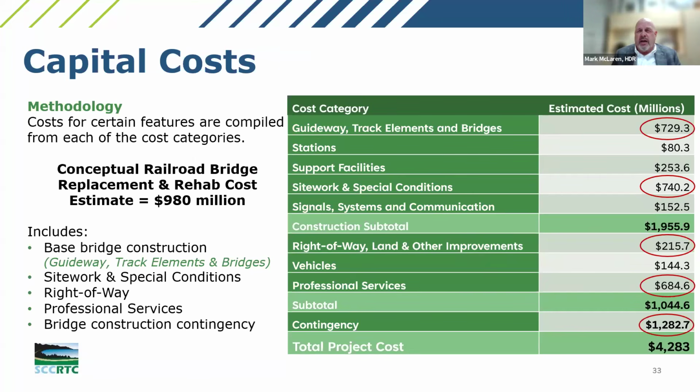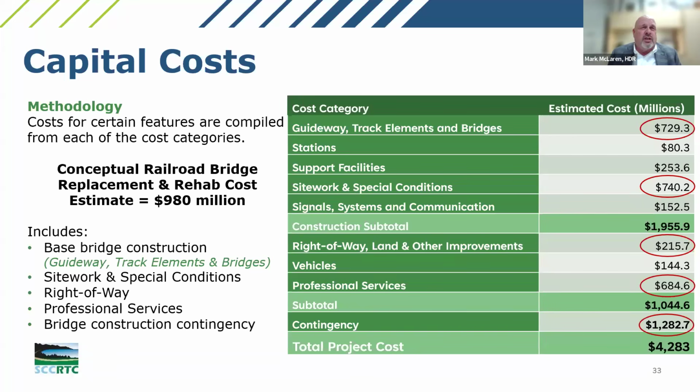So the first category here that we talk about, which is the track elements, the bridges, the guideway, essentially, which is the track and the structures that it's going to operate on. We then include the stations, which are a separate component and oftentimes something that's constructed separately just because of the nature of the construction activity. So that's the platforms and the shelters and the amenities that are to be provided at those locations.